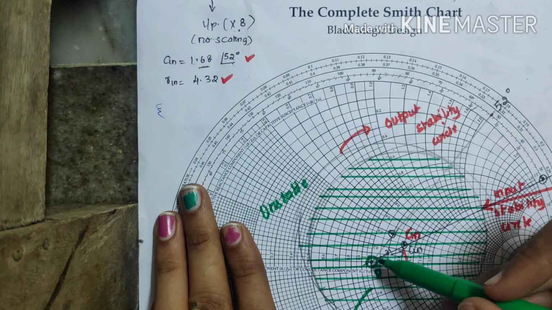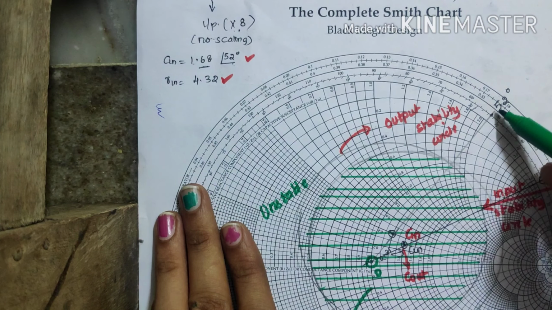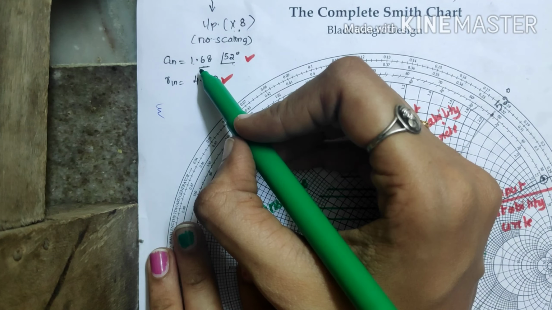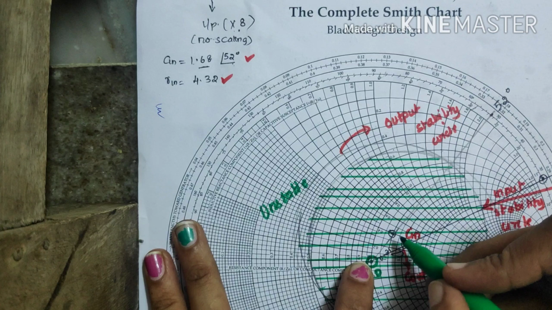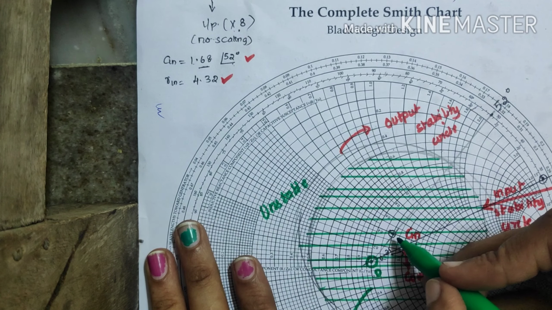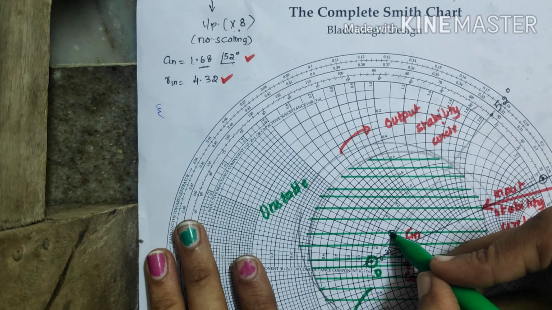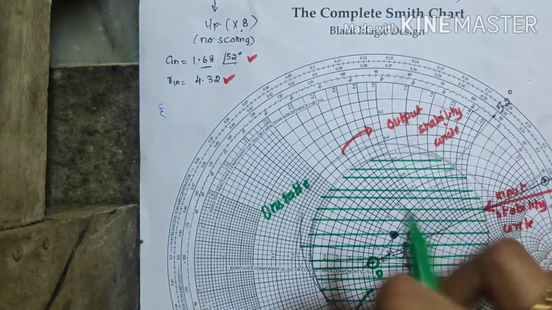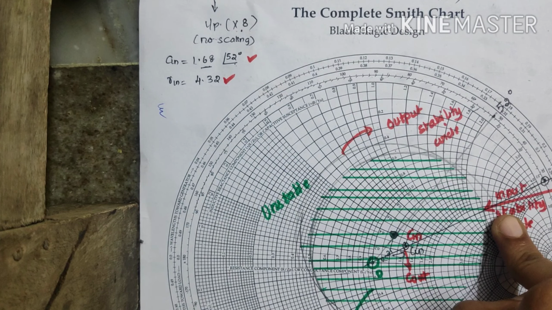I am connecting a line from the center to 52 degrees. So I first draw a line, and the value of it is 1.68. So from here measure on a scale and see where is 1.68. So this is the 1.68 point. Now having this as the center and 4.32 as radius, I am drawing a circle. This is your input stability circle.